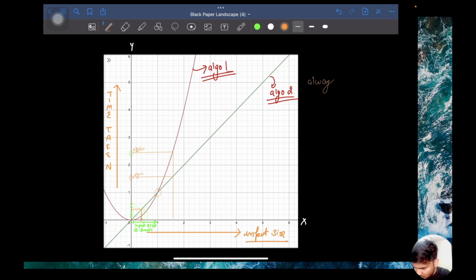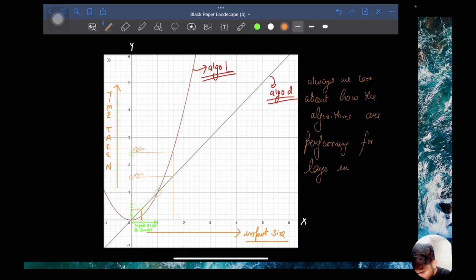My point being that we always care about how the algorithms are performing for large input size. And based on this theory, we are going to devise a new way of checking an algorithm.